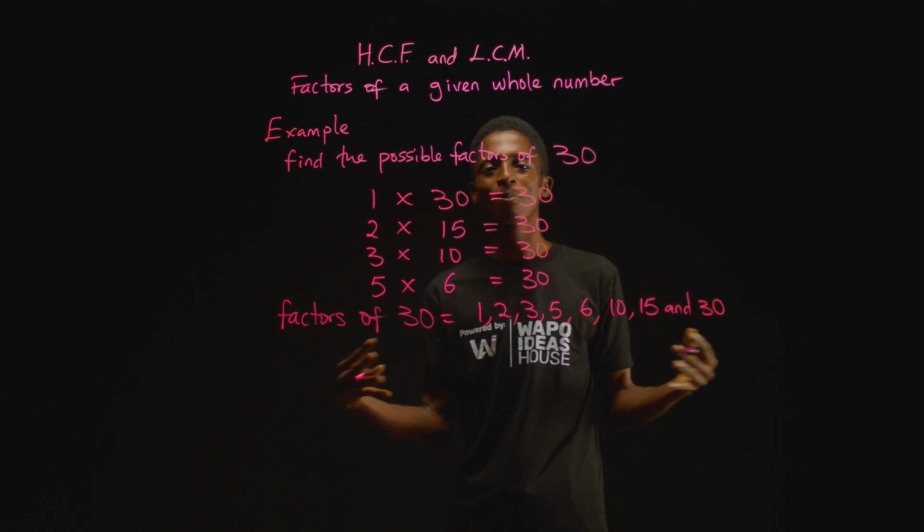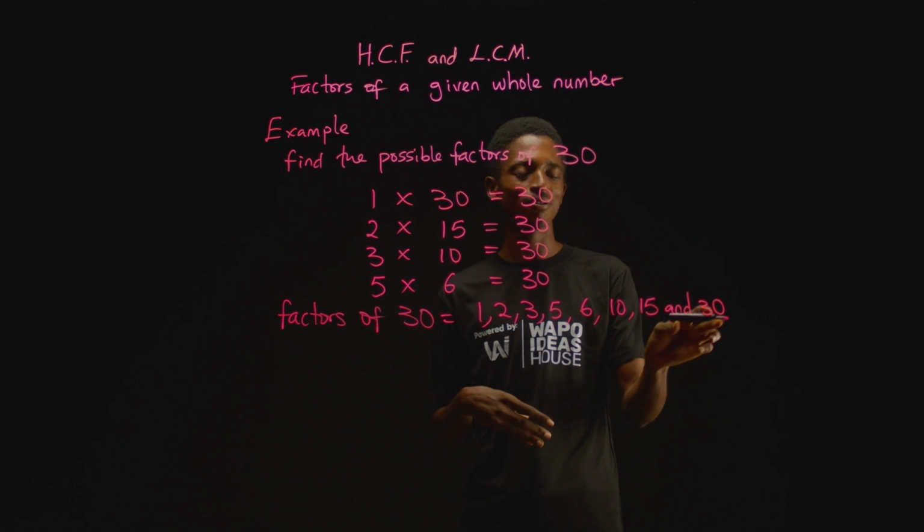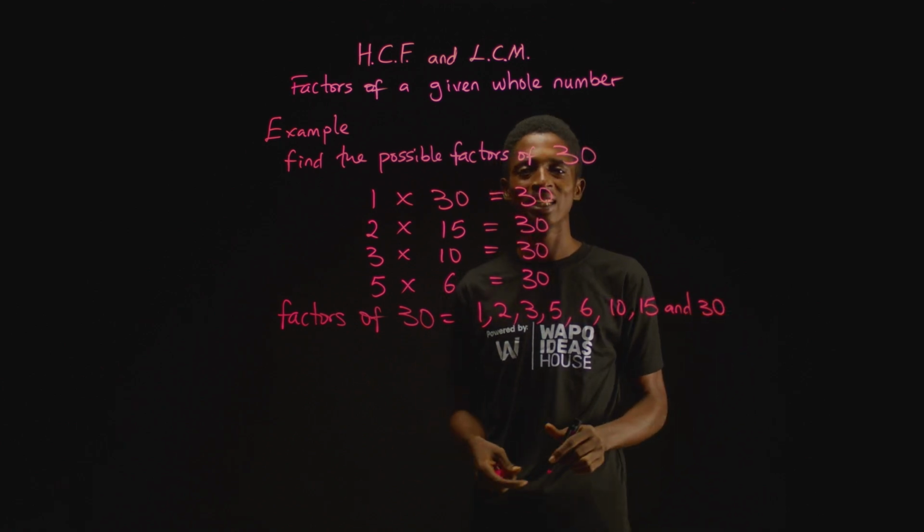This is because these are the possible whole numbers that can divide 30 without leaving a remainder.